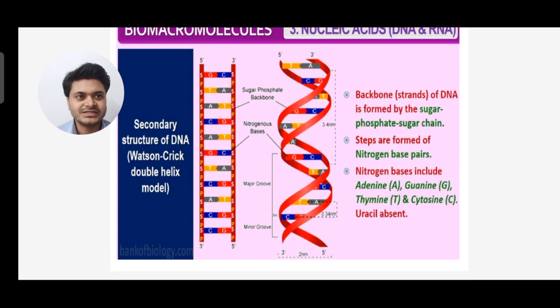The backbone, that is the strands of DNA, is formed of sugar phosphate, a sugar chain. The steps in between the sugar phosphate backbones are made up of nitrogen bases. And the nitrogen bases include, as I have said, adenine, guanine, cytosine and thymine. Here uracil is absent in case of DNA.